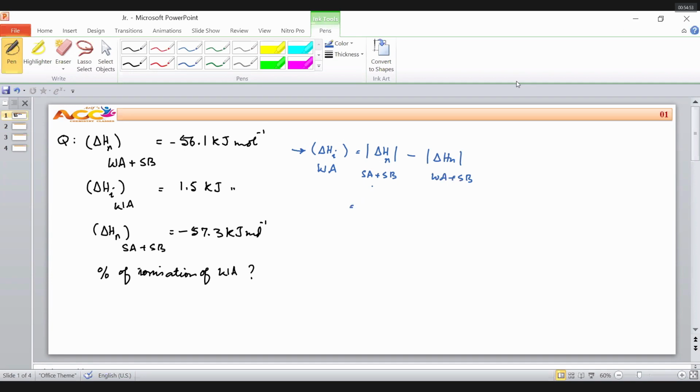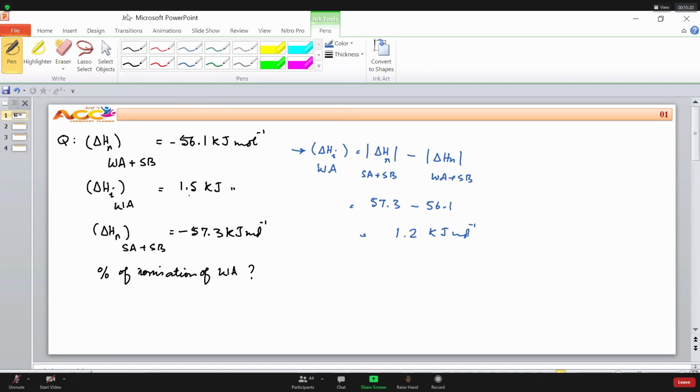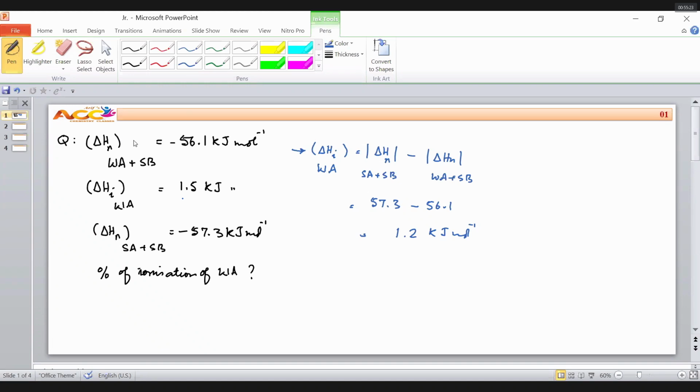Okay. What is this? This is a mod: 57.3 minus 56.1. Therefore, 57.3 minus 56.1 is 1.2 kilojoules per mole. It is called enthalpy of ionization of weak acid, which we have calculated. But he already declared enthalpy of ionization of weak acid is 1.5. Yes, it means when you take 1.5 kilojoules of energy, it causes 100% ionization. No sir, I'm having only 1.2 kilojoules, therefore it will be less than that. Hence, he is asking the percentage ionization of weak acid.